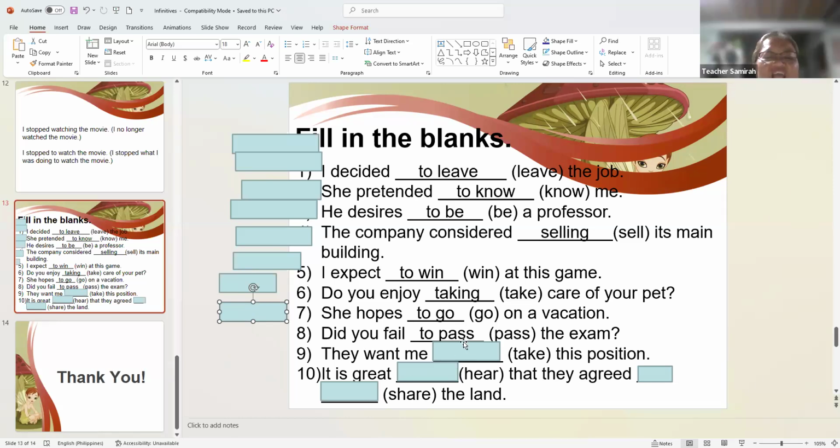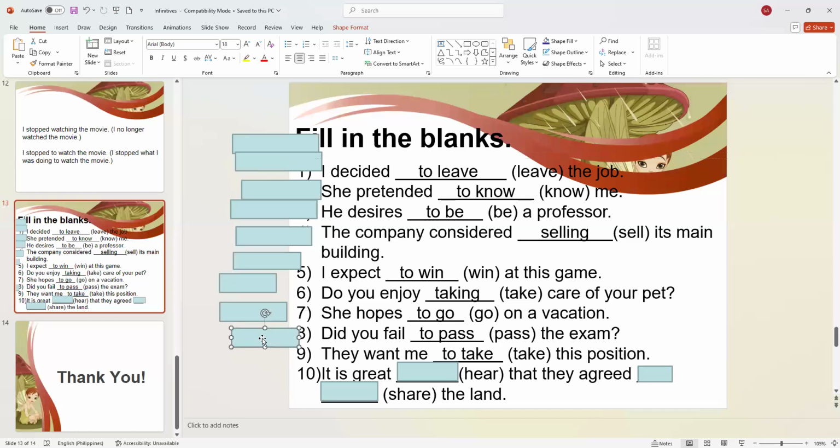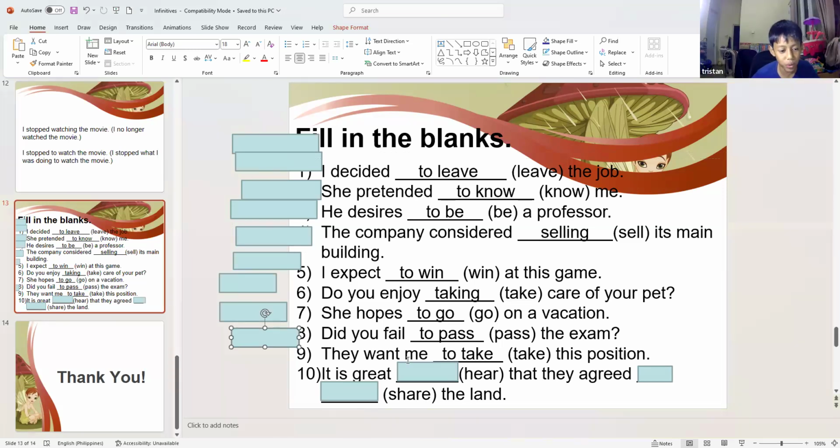Okay, number 9. They want me blank this position. What should be our answer? Gerund or infinitive? It's infinitive. They want me to take this position. To take. Okay, if your answer is "to take," then you have a correct answer. Check your answer. How about number 10? The last one.